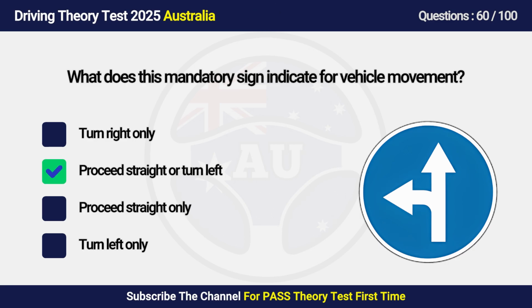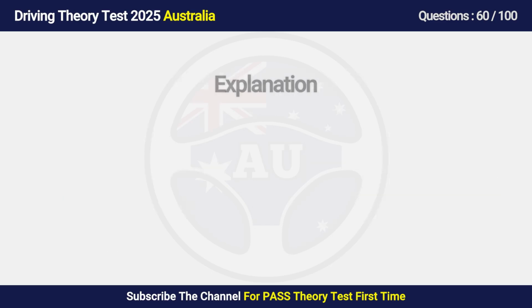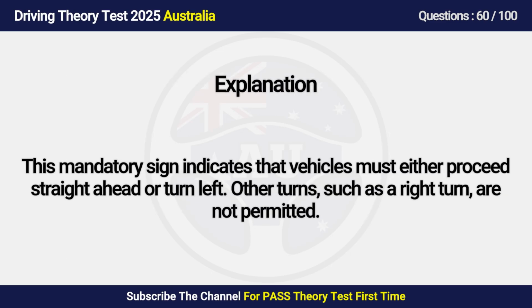Answers is B. Proceed straight or turn left. This mandatory sign indicates that vehicles must either proceed straight ahead or turn left. Other turns, such as a right turn, are not permitted.